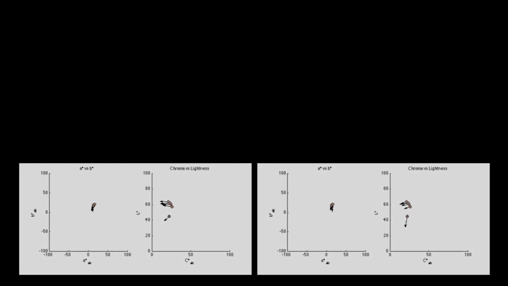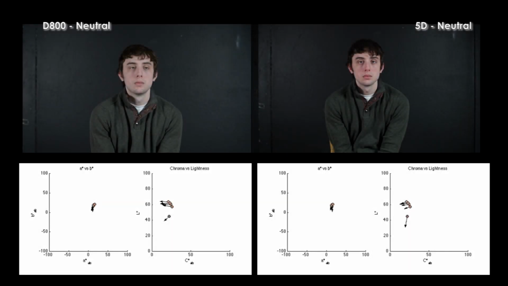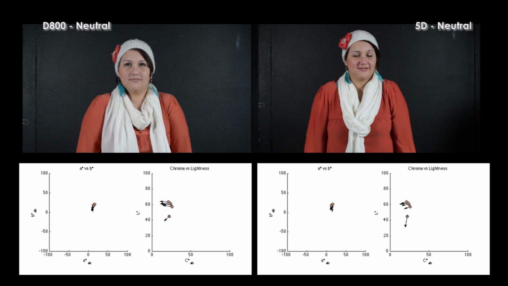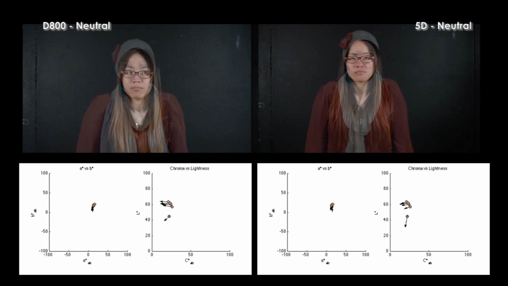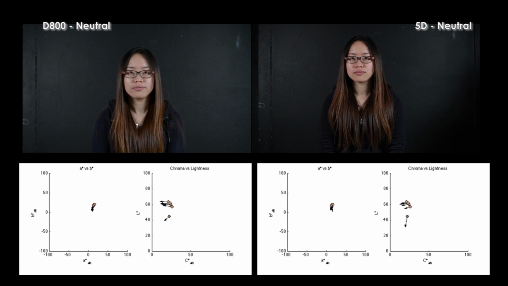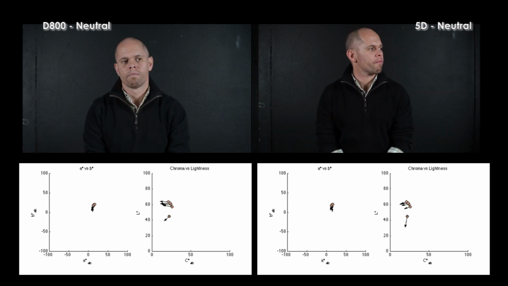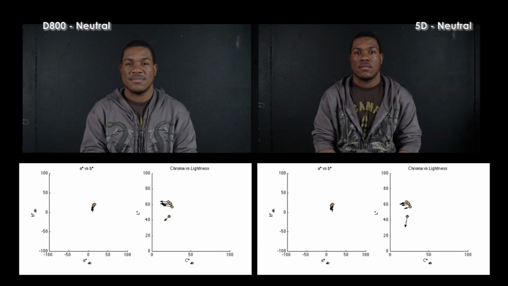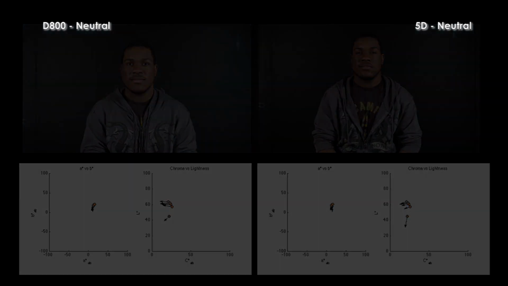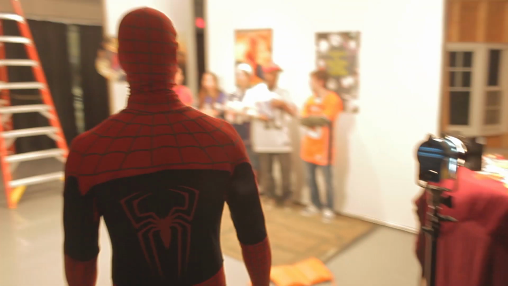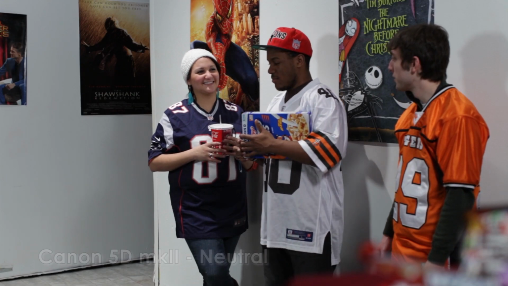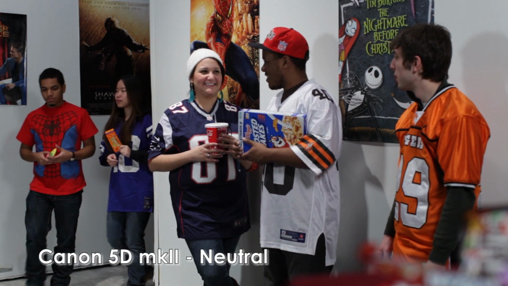Comparing these images in their charts, we can see that both cameras' neutral setting tends to desaturate the flesh tones, the D800 more so than the 5D. The 5D, however, significantly darkens the skin tones as well. Now let's compare our cameras in a real scene. Here we can see the evidence of all the color capture differences above.